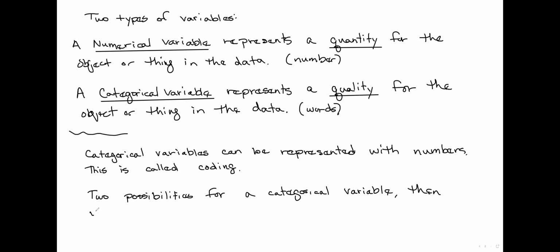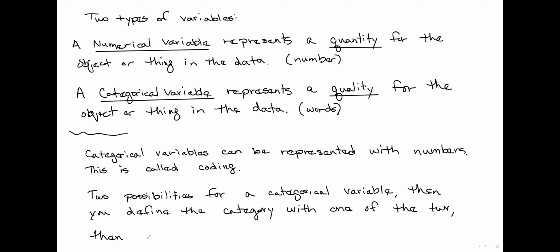then what you can do is you can go through and you can define the category with one of the two, then use one for true or zero for false when you're going through and you're filling out the data, right? The table. Okay, so I'll show you what I mean by that, because that maybe is not obvious just by seeing the words here, but once you see it in action, it will make sense.